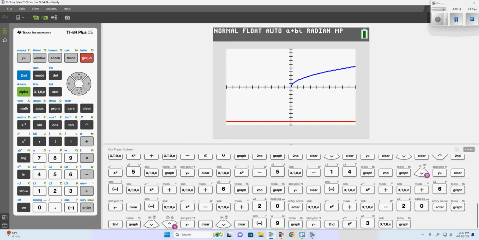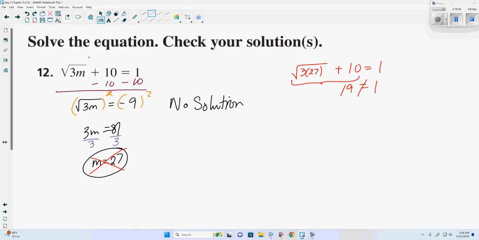Does that blue line get anywhere close to the red line? No, and as we keep going out bigger and bigger numbers, it's getting farther and farther away. It seems like we could go to the left, but again, we can't take the square root of a negative number, so they don't get anywhere close to each other. Kind of unfortunate. But it does tell us that a square root, an even root, cannot equal a negative number.